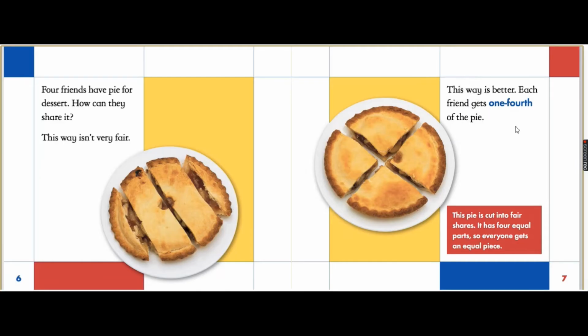This way is better. Each friend gets 1/4 of the pie. This pie is cut into fair shares. It has 4 equal parts, so everyone gets an equal piece. So you can see they cut it down the middle on one side, and then they cut it down the middle again in the other direction. And this fraction is called 1/4 because there are 4 pieces that make up the whole.